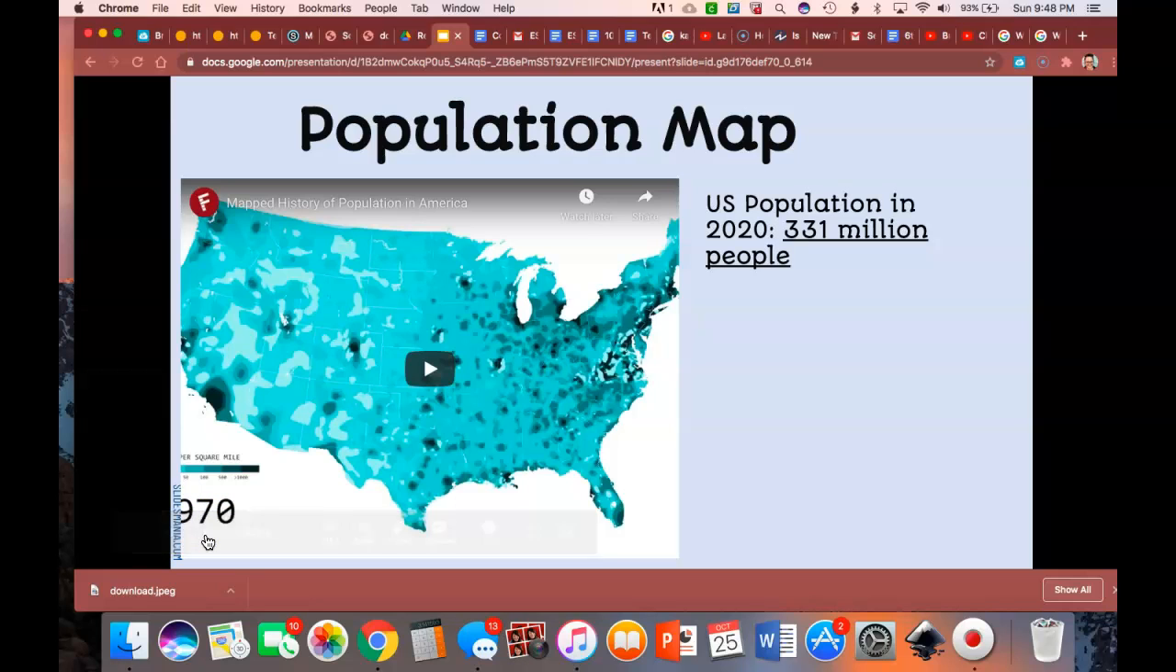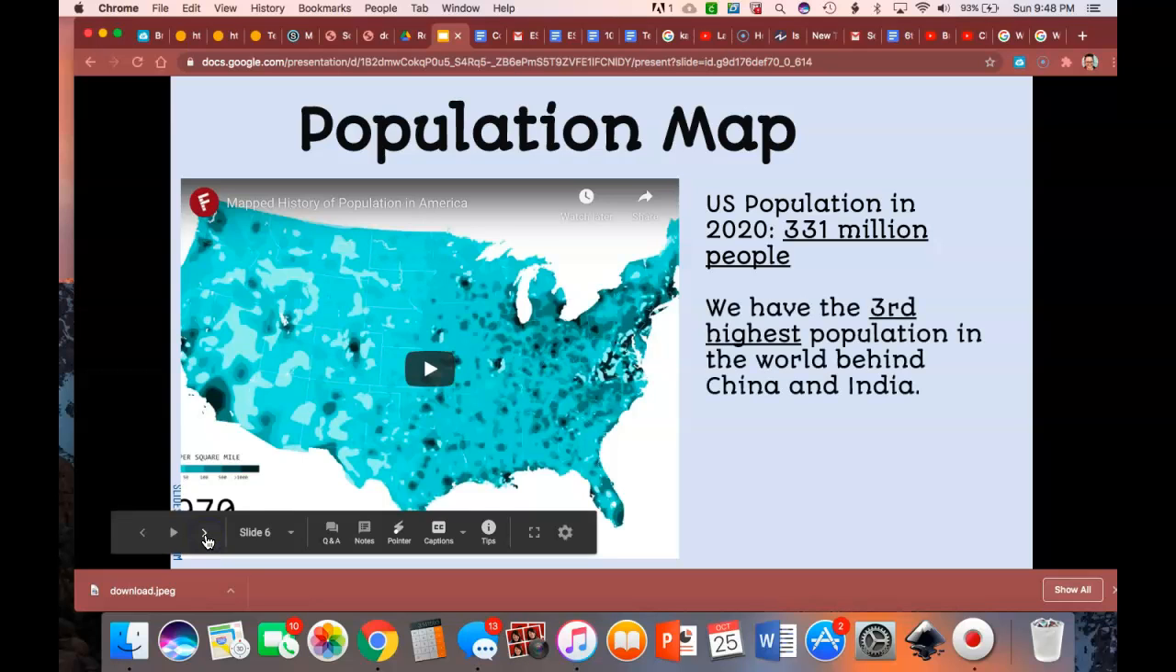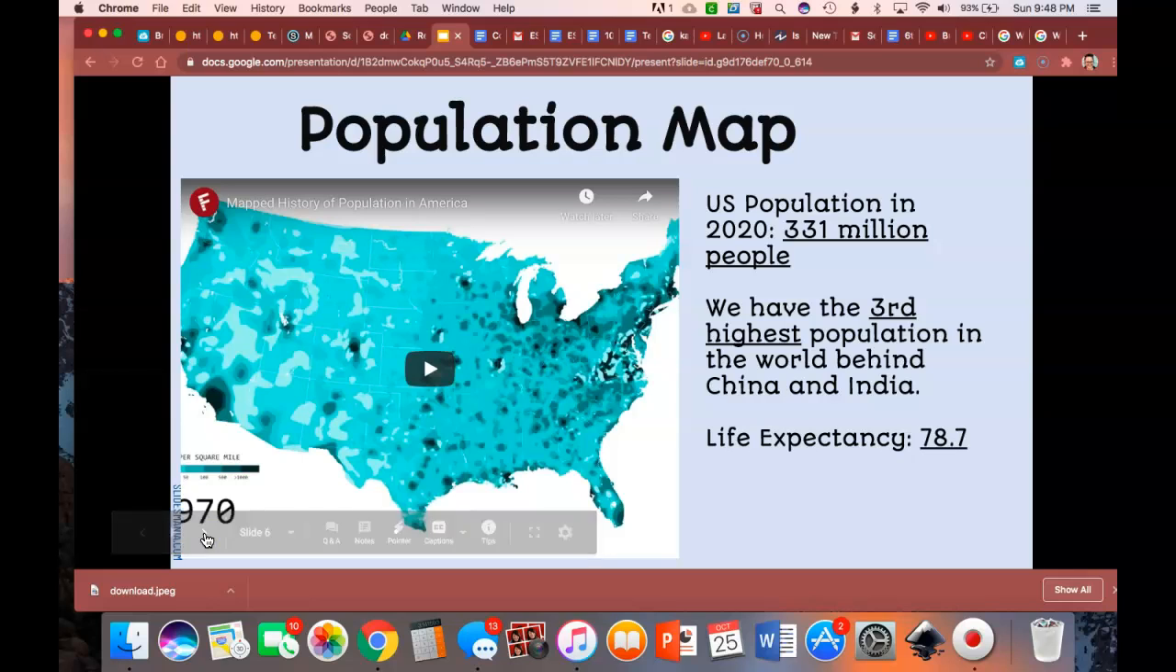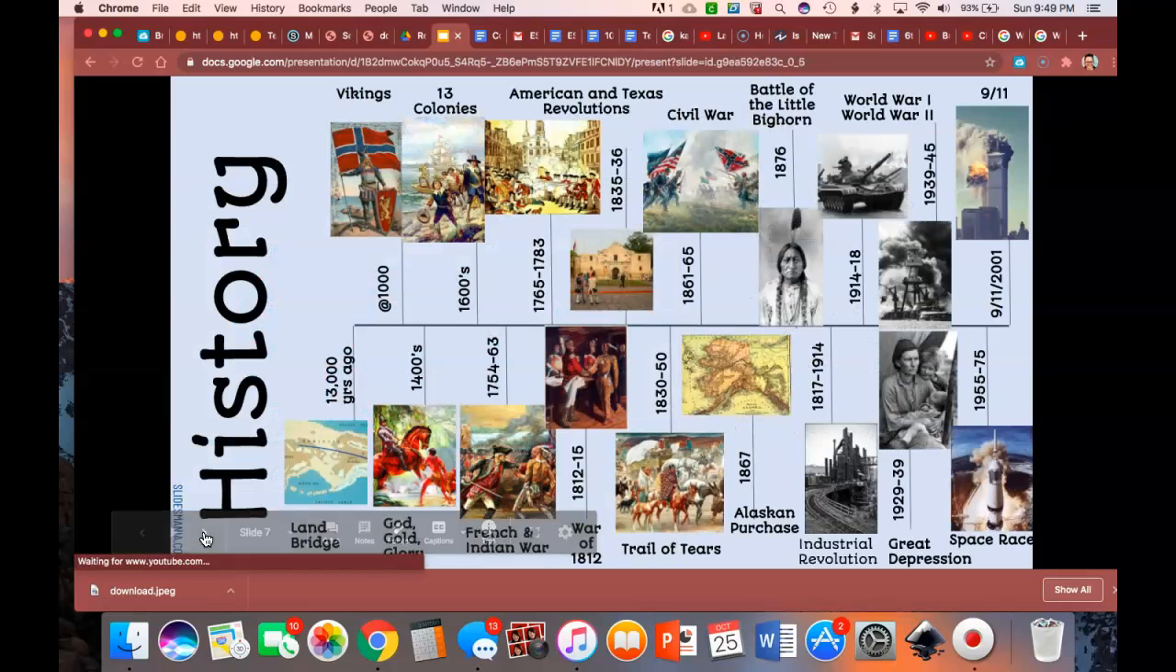The United States population in 2020 is 331 million people. We have the 3rd highest population in the world behind China and India. Life expectancy is about 78, meaning average people live to be about 78 years old.